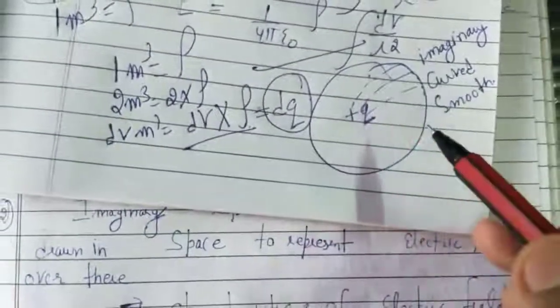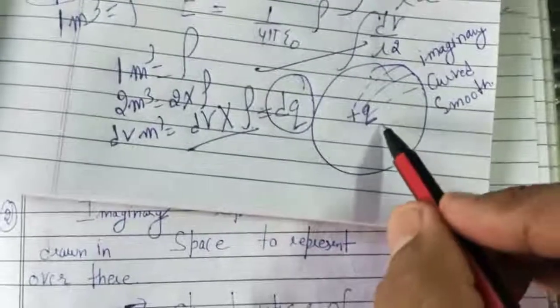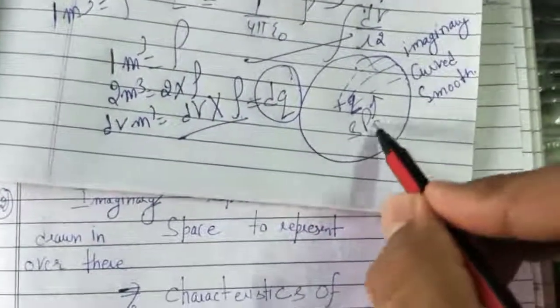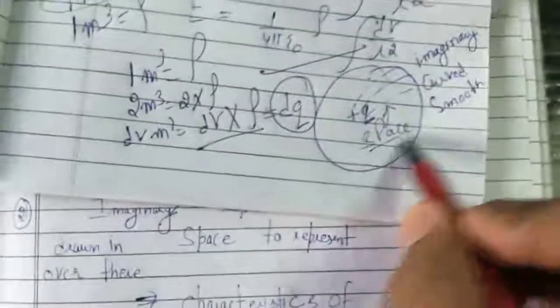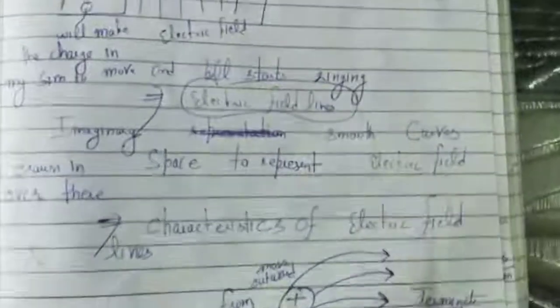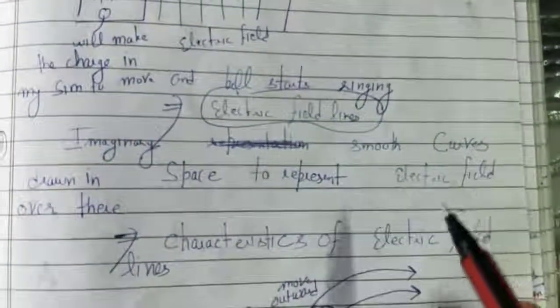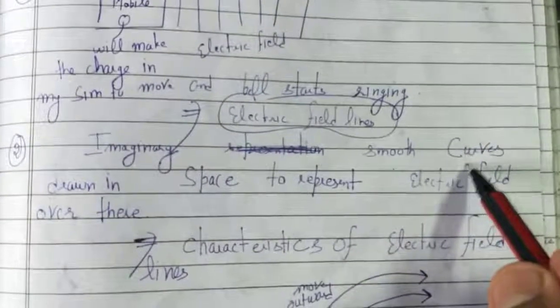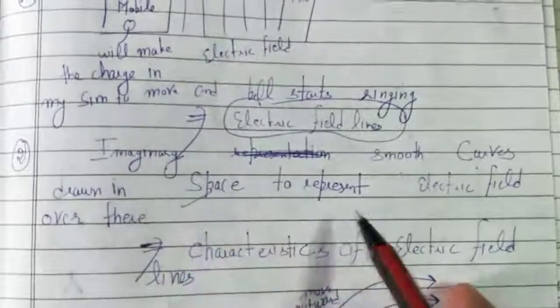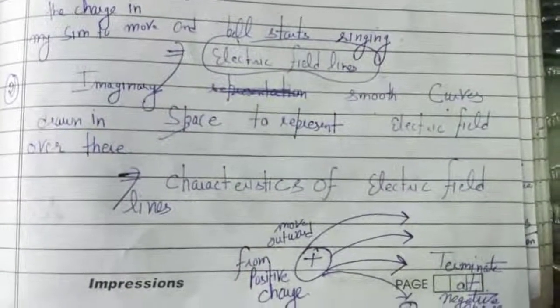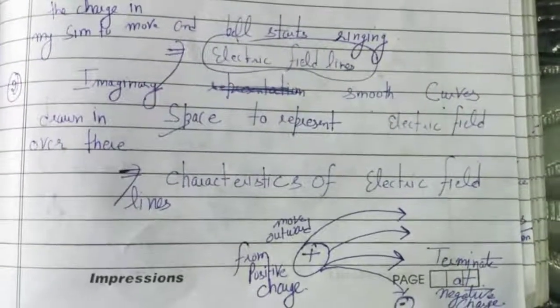Where are they present? They are present in the electric field, in space, and they represent the electric field. So this is the definition of electric field lines. They are imaginary, smooth, curved lines drawn in space to represent the electric field in space. Now we will discuss the characteristics or features of electric field lines.